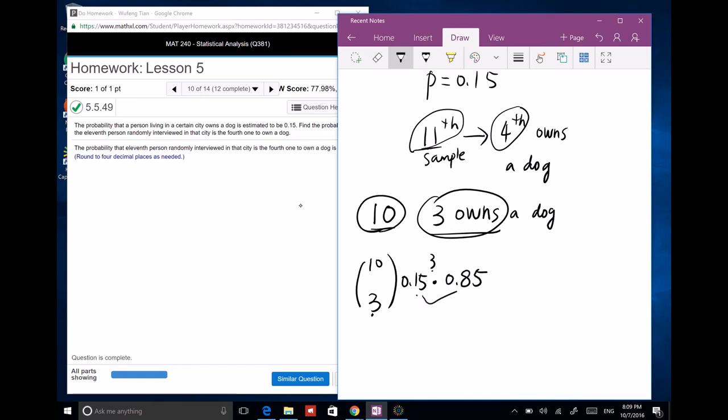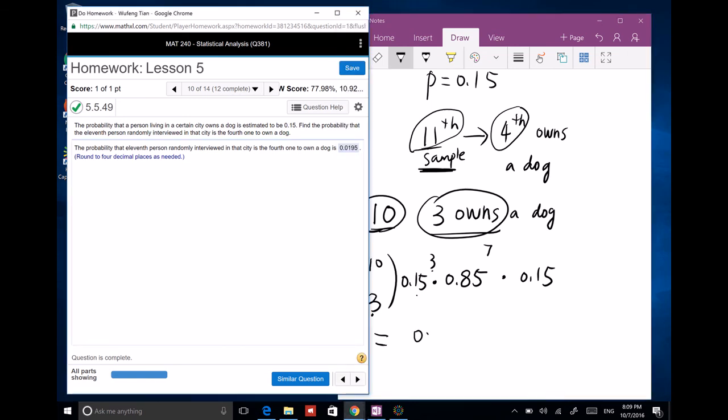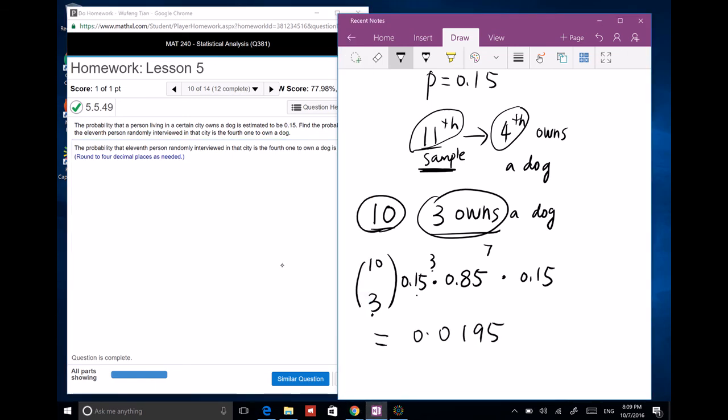Okay, own a dog is 0.15. Not own a dog is 0.85. And then raise it to the 7th power for the 7 people who don't own a dog. And then the next one, the 11th person said owns a dog, is 0.15. Then you find that the probability is going to be 0.0195. You can use a calculator to do that.